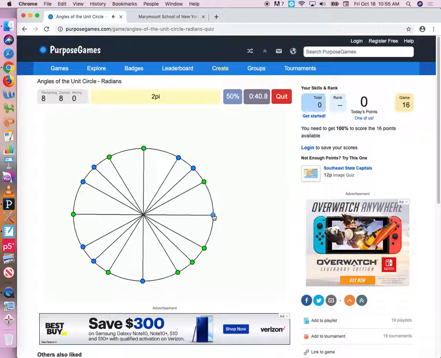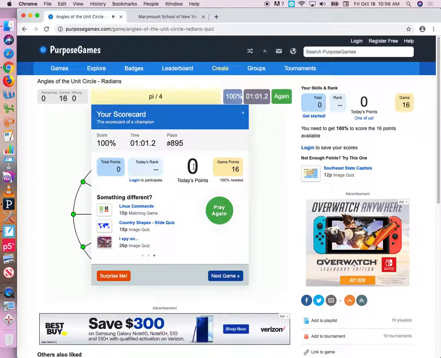2 pi. 3 pi over 2. 7 pi over 6. 5 pi over 4. 5 pi over 6 didn't quite make it to 6 pi over 6. Pi over 3. 3 pi over 4. Pi over 4. Ah, we didn't make it to a minute. But anyway, you can. All right? So let's do it faster.